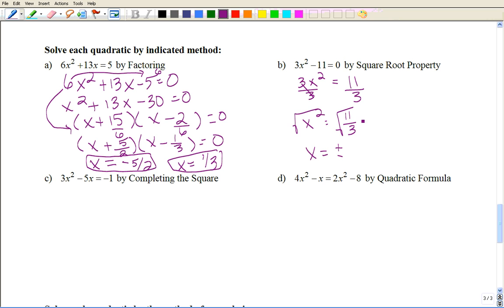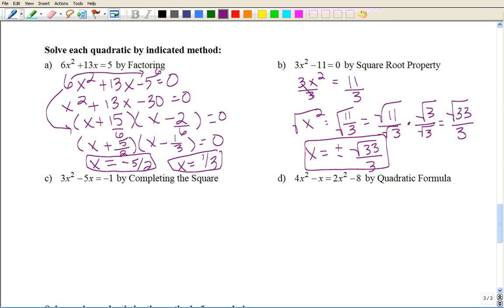So the square root of 11 over 3 can be split into the square root of 11 divided by the square root of 3. And we'll want to rationalize this denominator that has a radical in it. So to get rid of that, we'll multiply the top and the bottom by the square root of 3. So the square root of 11 times the square root of 3 is the square root of 33. And the square root of 3 times the square root of 3 is just 3. So I'll get plus or minus the square root of 33 over 3, and that's our answer.